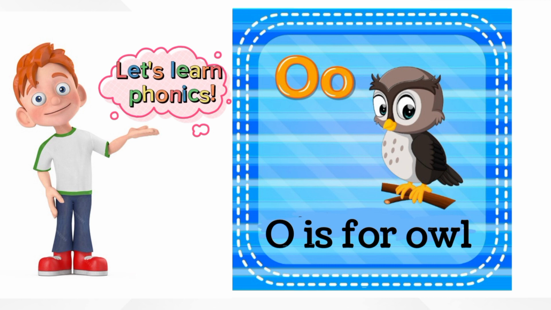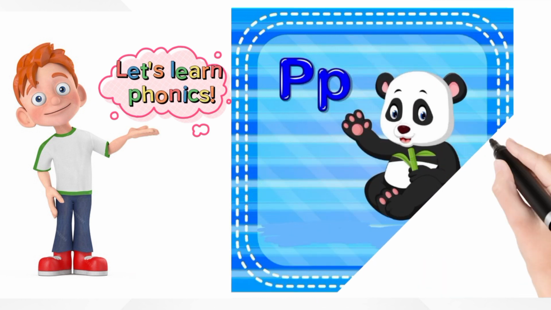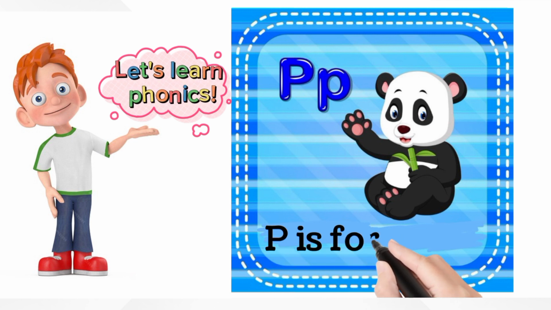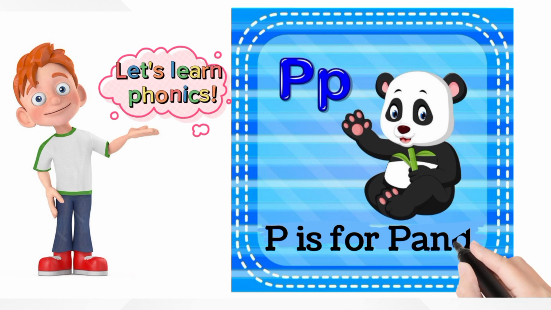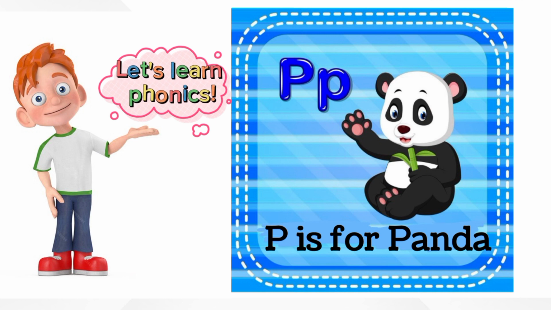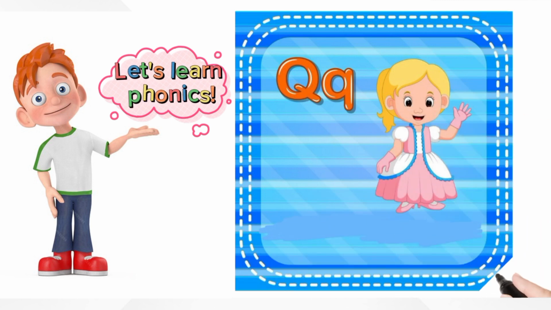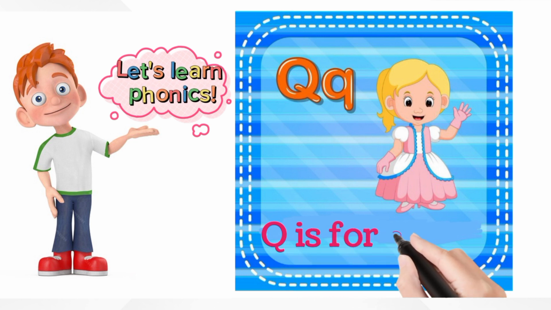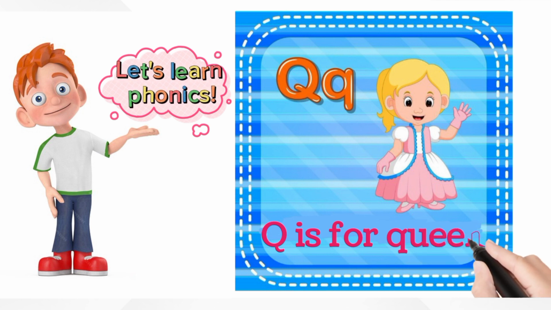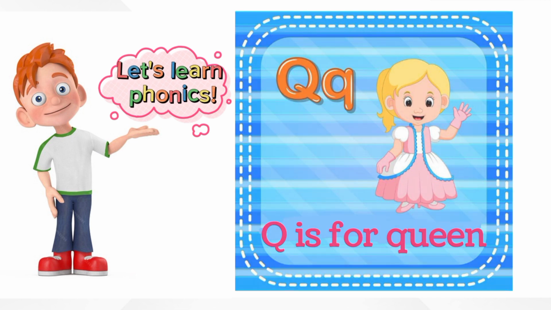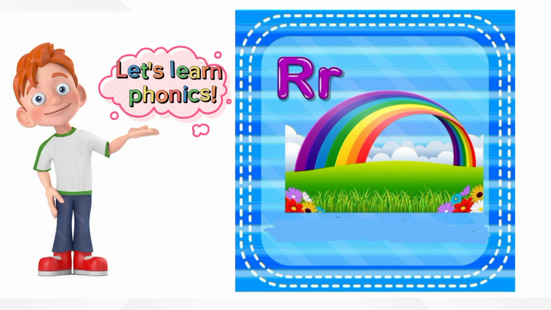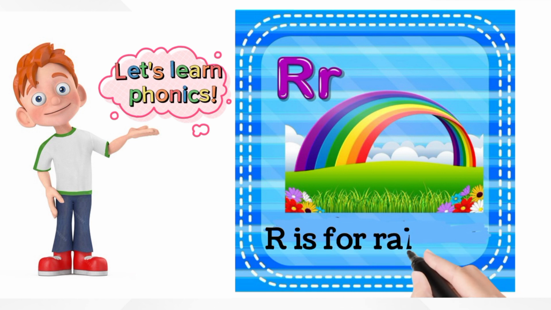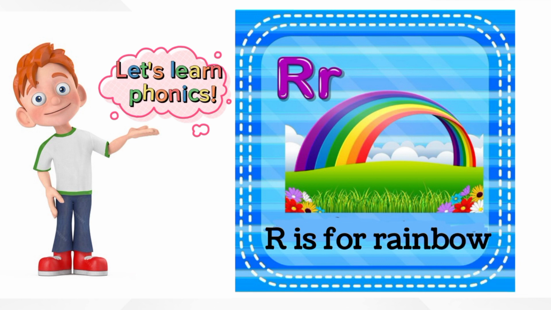O is for owl. P is for panda. Q is for queen. R is for rainbow.